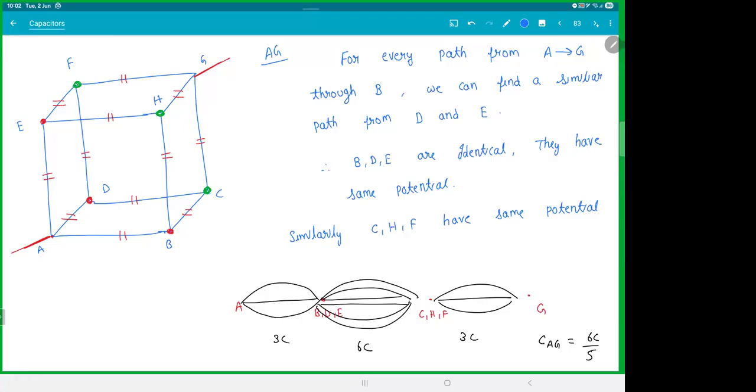But anyone got confused here? Anything you're not convinced here? Please ask. Why is that? Why they're equal? Anything you're not clear? AB was easy. You felt it easy. Okay, theek hai then.